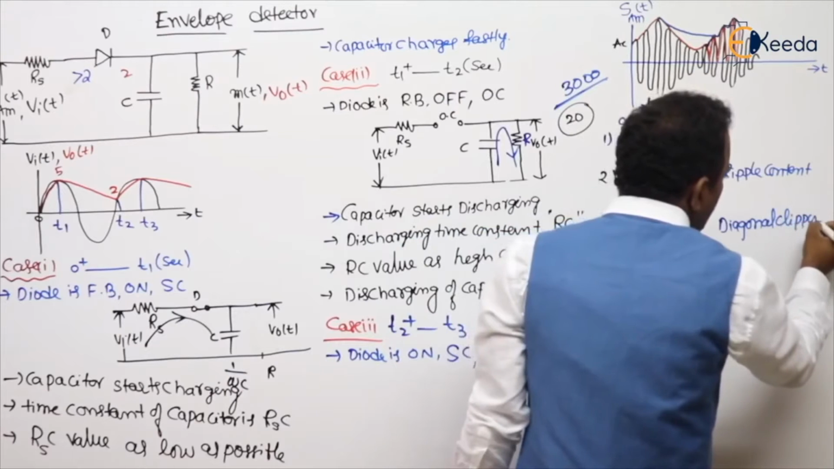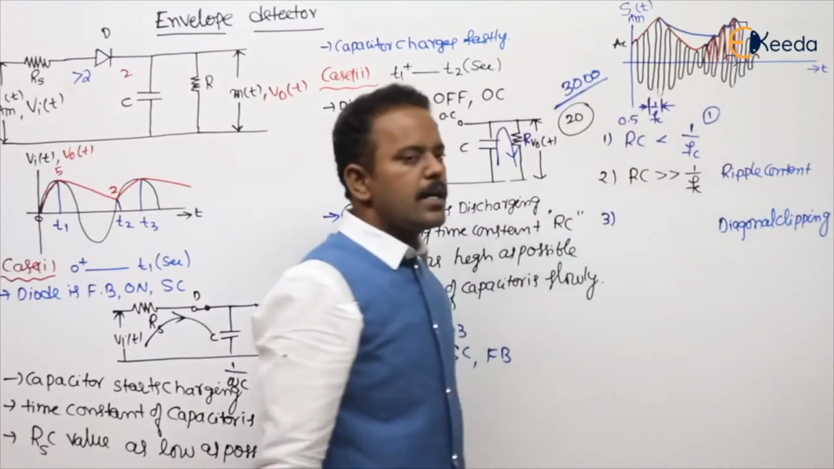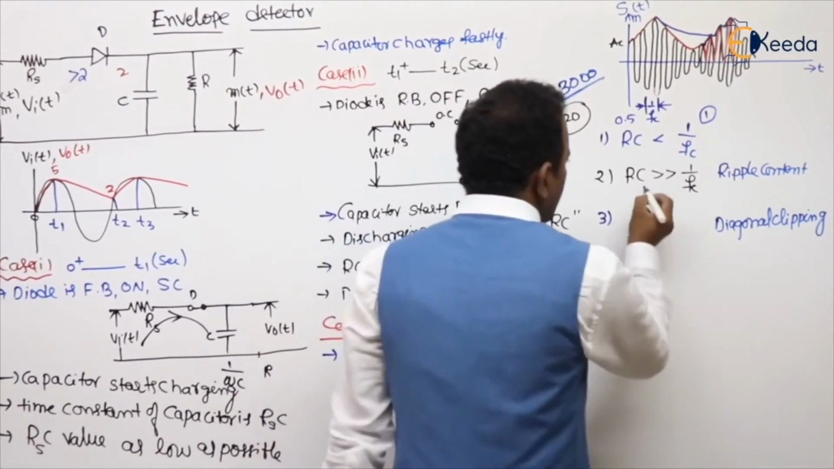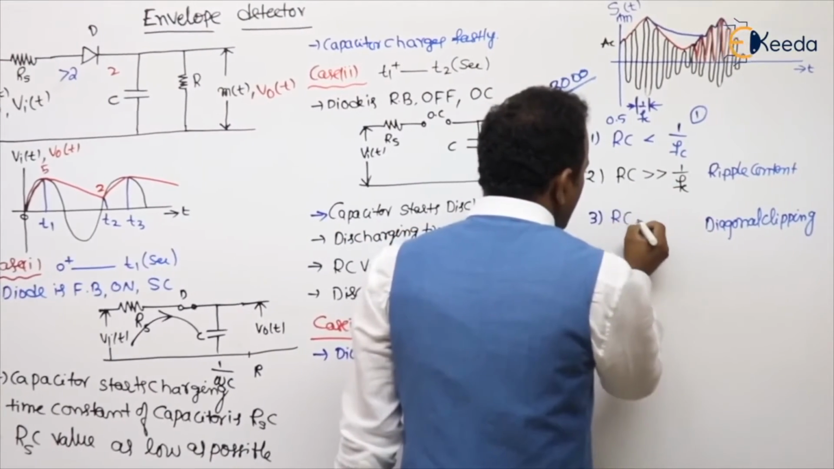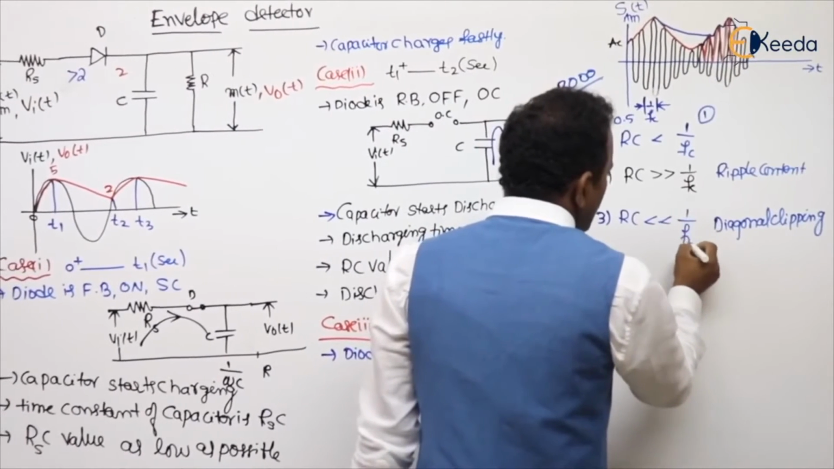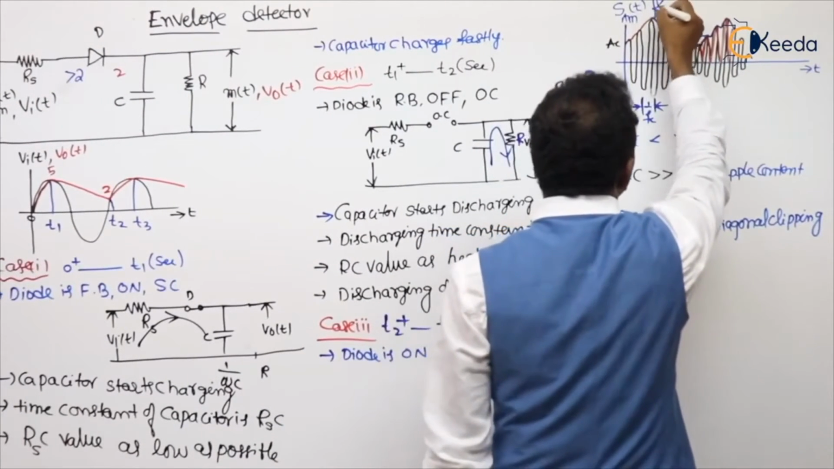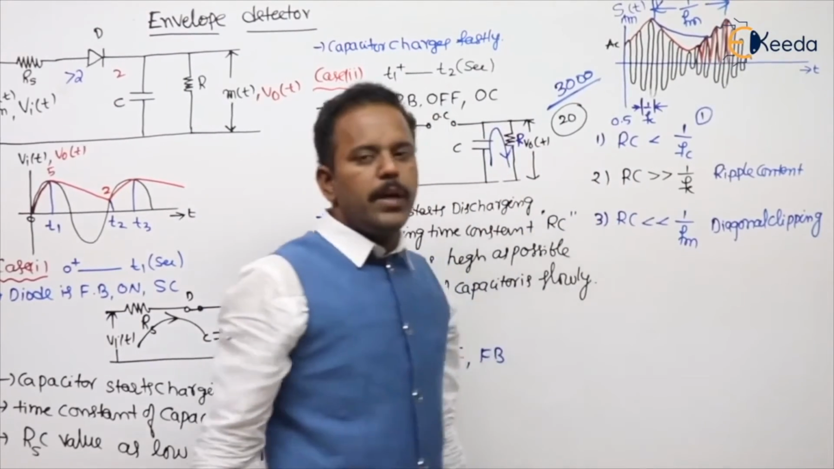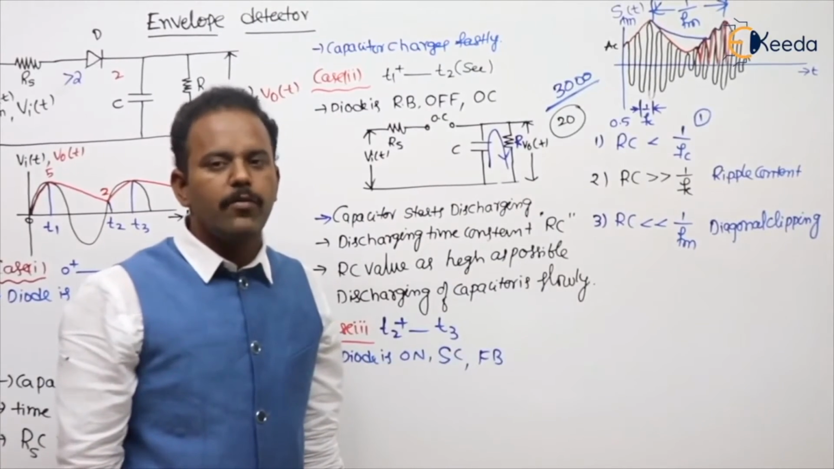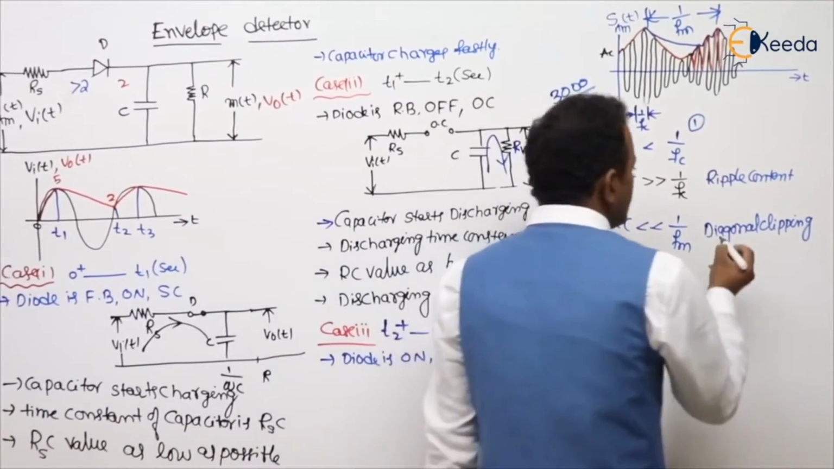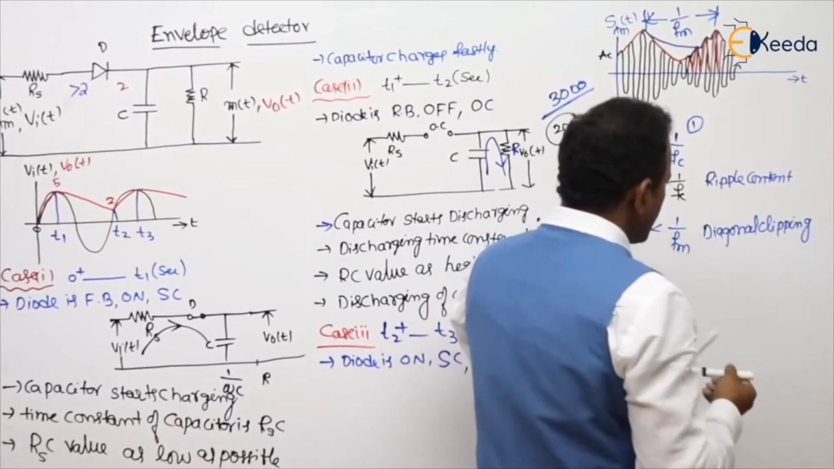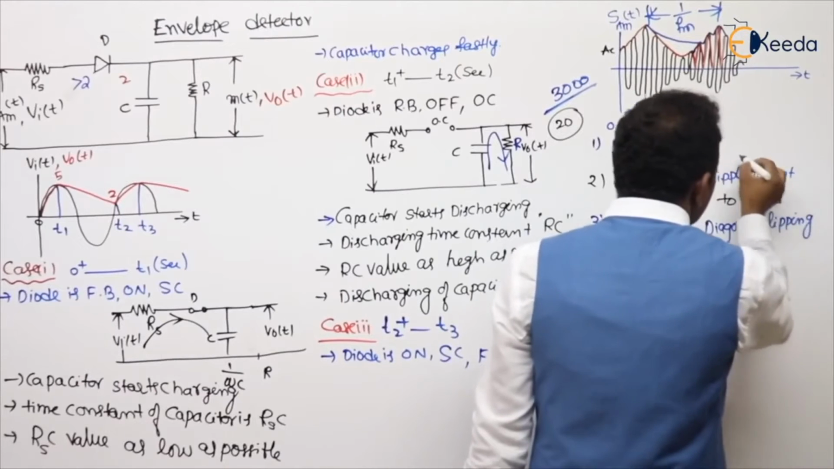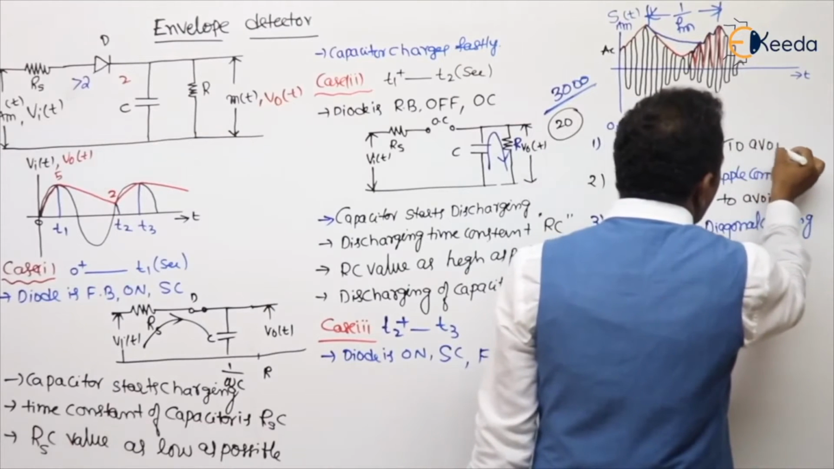Why are we getting diagonal clipping? Because if you take RC values such huge, so what is preferred is to take RC larger than 1 by Fc as well as far less than 1 by fm. The derivation also I will show you. That is, peak to peak of a message is called 1 by fm. So if you take this condition, then this diagonal clipping will be avoided. This is also to avoid the ripple content.